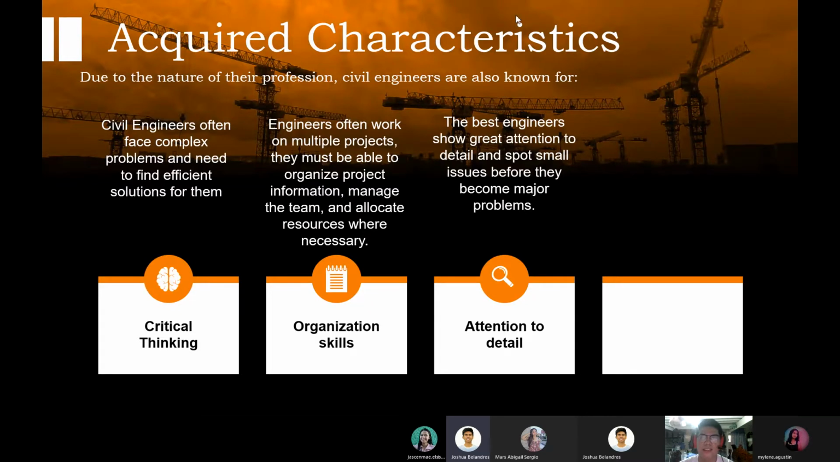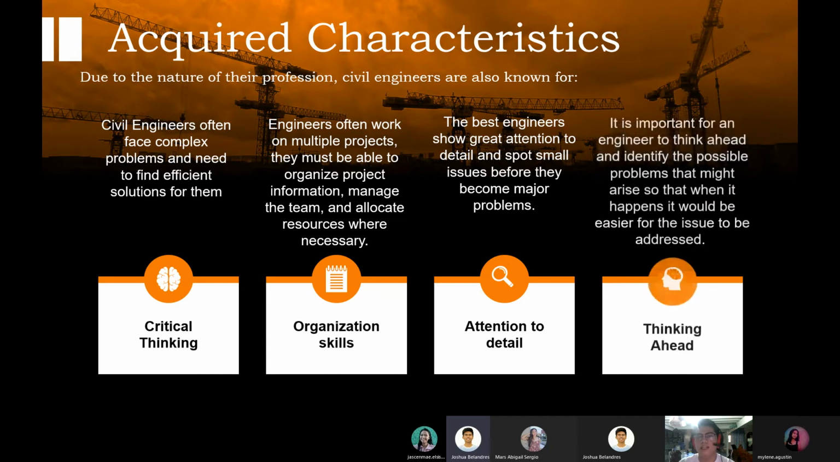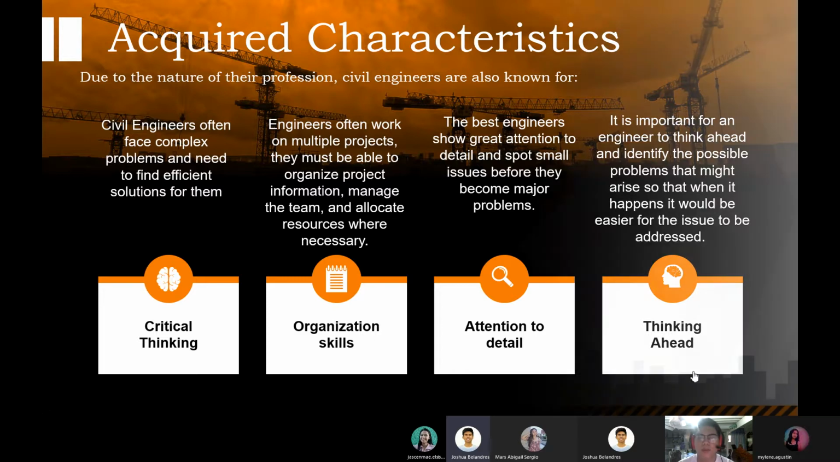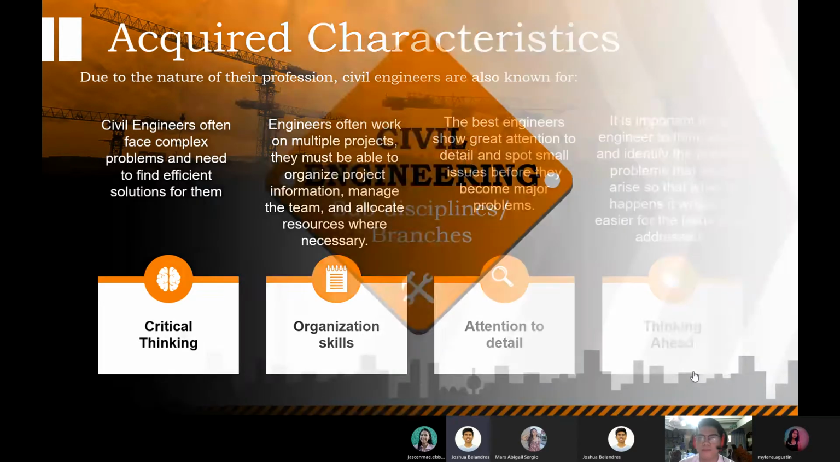Number 8, thinking ahead. It is important for an engineer to think ahead and identify the possible problems that might arise so that when it happens, it would be easier for the issue to be addressed. Gaya ng sinabi ko kanina, we are responsible sa lahat ng pwedeng mangyari. So nararapat na maisip natin yung mga possible na mangyari sa future para habang maaga pa, maiwasan na ito at kung mangyayari man yun, alam natin kung paano yun sosolusyonan. Yun lamang po. And the next topic will be discussed by Miss Agustin.